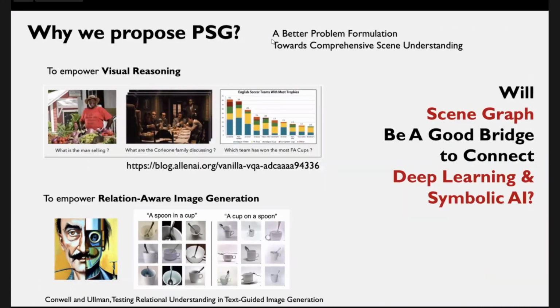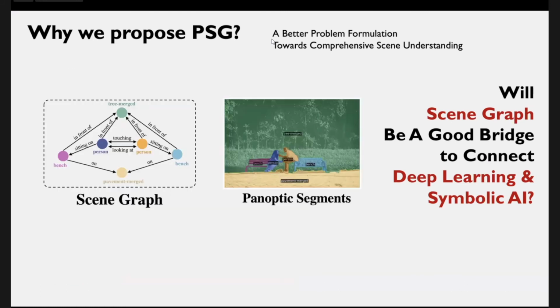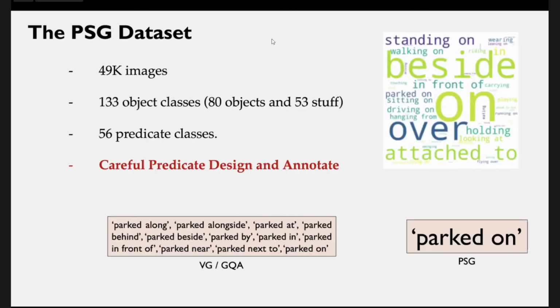Why we propose PSG: we hope PSG models can empower visual reasoning and relation-aware image generation. We also hope the scene graph can be a good bridge between deep learning and symbolic reasoning. So we hold this task and hope the participants can give us many more interesting and very strong PSG models. The PSG dataset has almost 50K images, 80 object classes and 53 stuff classes, and a total of 56 relations, and they are carefully annotated.